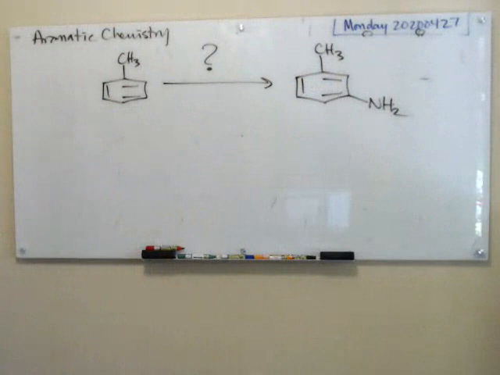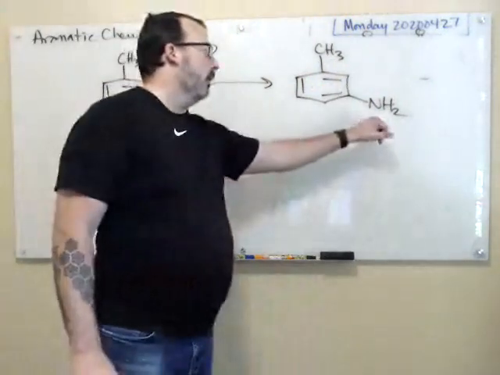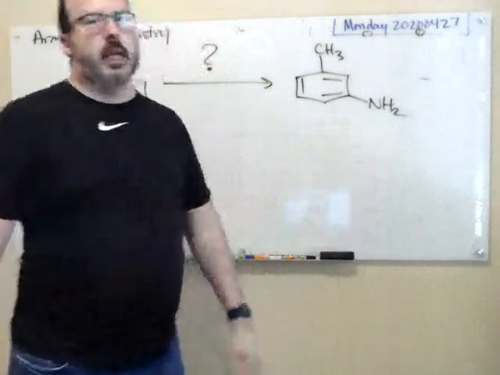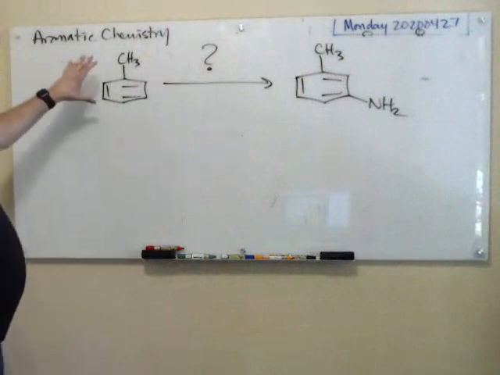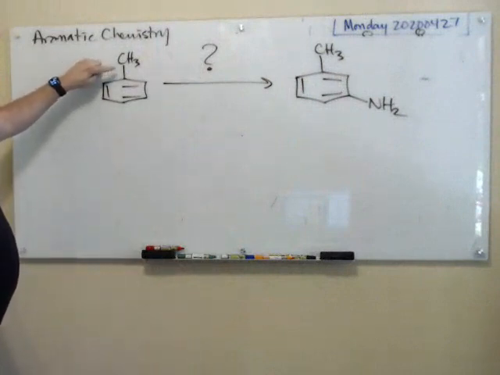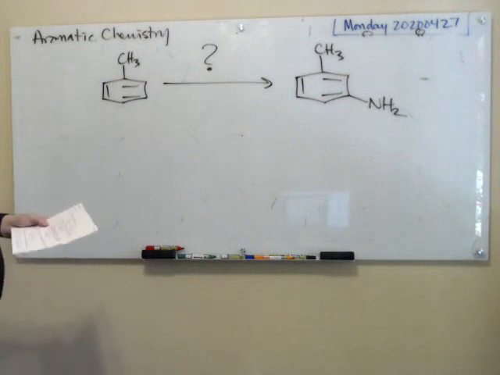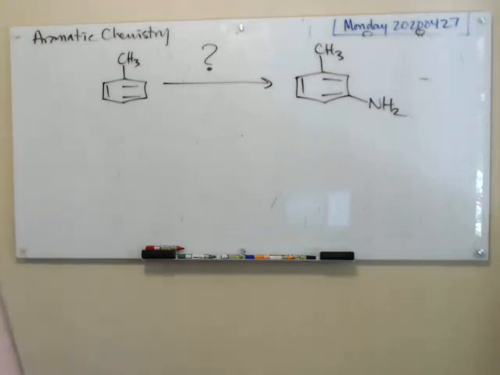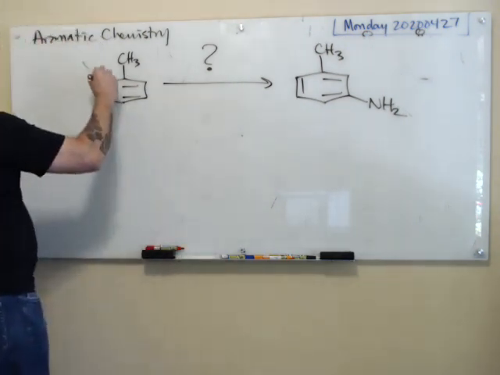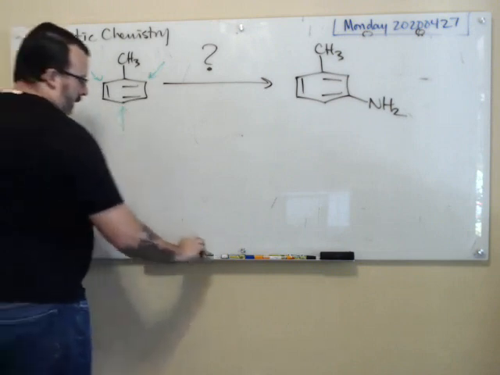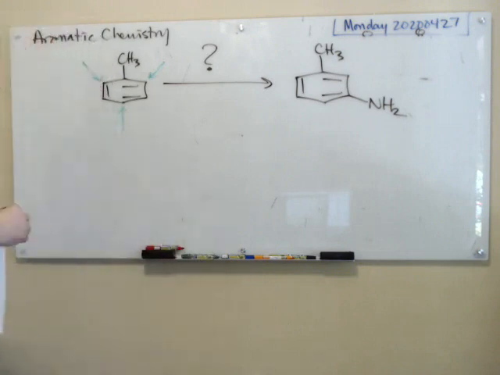So what are the challenges here? We know how to get nitrogen onto a ring. We do a nitration, then we do a reduction. What are we starting with? Is this electron donating or electron withdrawing? So it's an electron donating group, right? So with my green marker, I've pointed that out.